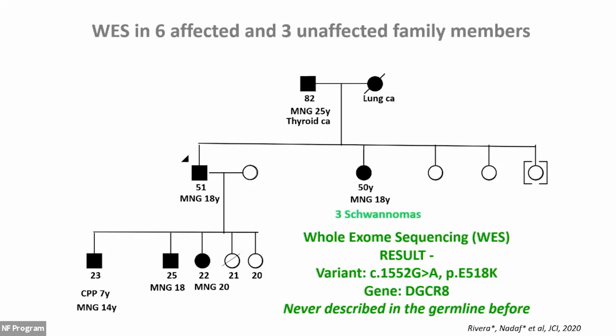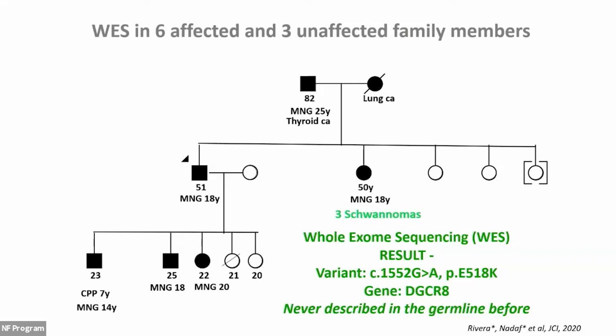And to my surprise, after a few other experiments, we performed a WES, and there was one variant perfectly segregating with the disease in the 3 generations. It was a variant in a gene called DGCR8 that has never been described in the germline. This one here, glutamic acid 518 to lysine.